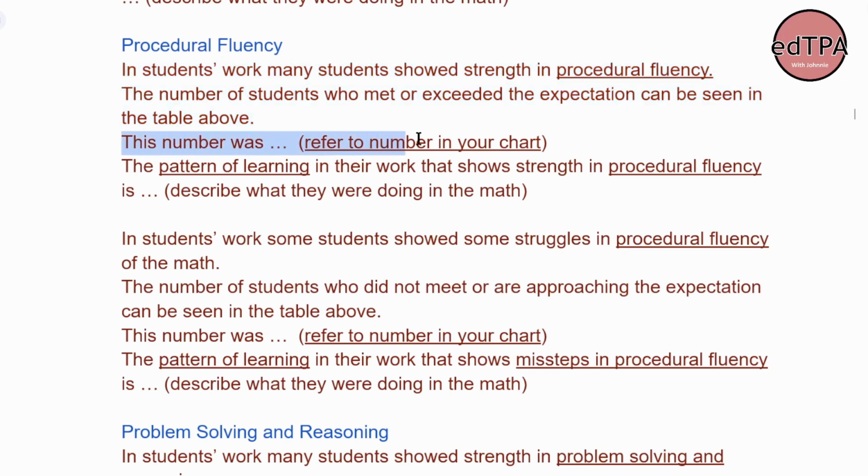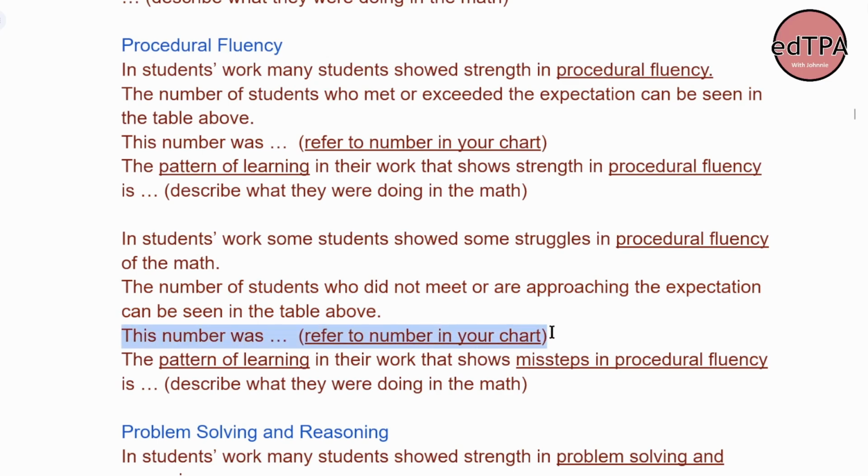Now you report the number was, refer to the number in the chart, then describe the pattern of learning. The pattern of learning in their work that shows strength in procedural fluency is, and describe what they were doing in math. So procedural fluency and strength, followed by their struggles. In students' work, some students showed some struggles in procedural fluency of the math. The number of students who did not meet or are approaching the expectation can be seen in the table above.